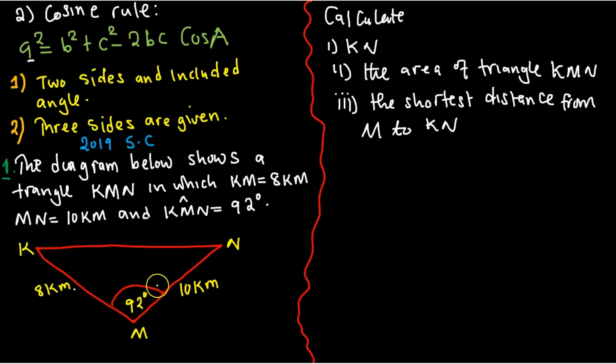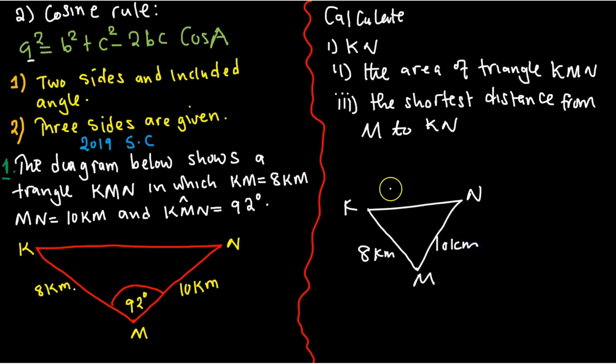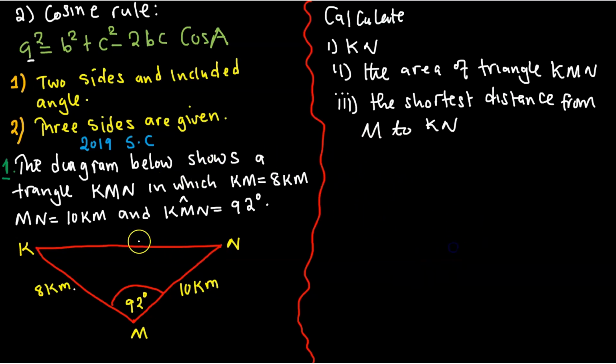Now, in the case where the angle is not given, let me just put up a diagram like this. Let's say this is N, this is K, this is M. And now you have three sides. This is 8 kilometers, this is 10 kilometers, and this one, let's say, was 5 kilometers. In the case where you have all the three sides given, you're still going to apply cosine rule. So let us go on and now answer the question.